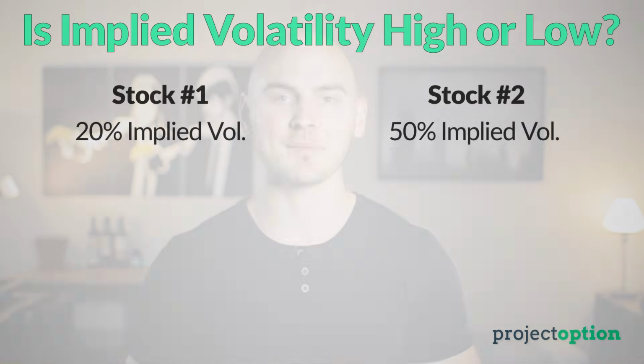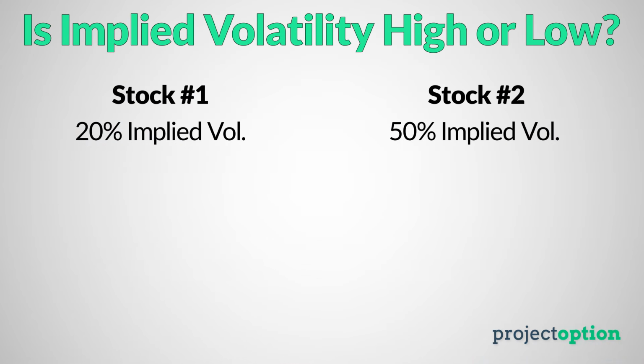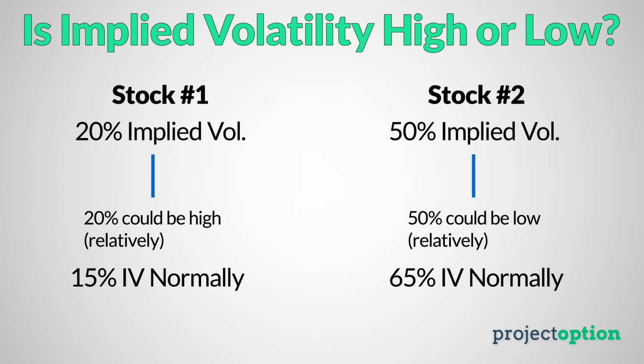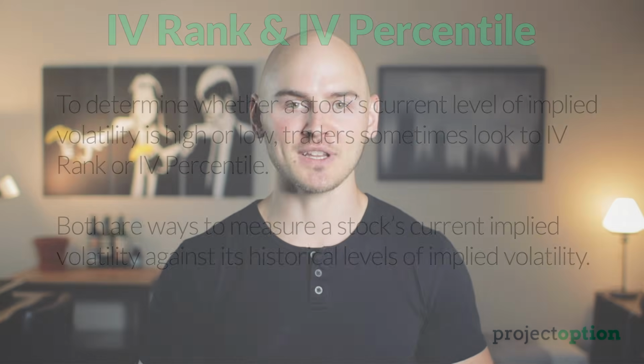Just because that 50% implied volatility stock has higher levels of implied volatility, it doesn't necessarily mean that that 50% implied volatility is high. For instance, the 50% implied volatility could be low because that stock could normally trade with 65% implied volatility, and in that scenario, the 50% implied volatility would actually be pretty low relative to that stock's historical implied volatility readings. On the other hand, that 20% implied volatility stock could normally trade with 15% implied volatility, in which case that 20% implied volatility would actually be high relative to the normal 15% implied volatility that is normally observed in that stock.